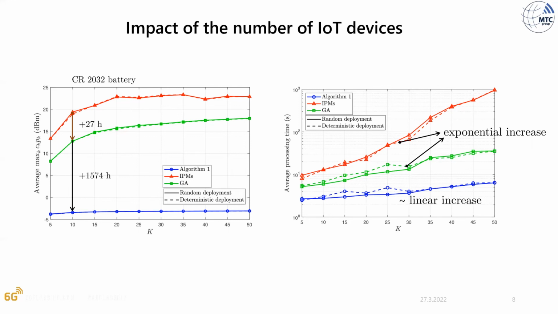With respect to the average processing time, these results match the previous result for algorithm one. You see that this is a linear increase, while the others show an exponential increase with respect to the number of devices.